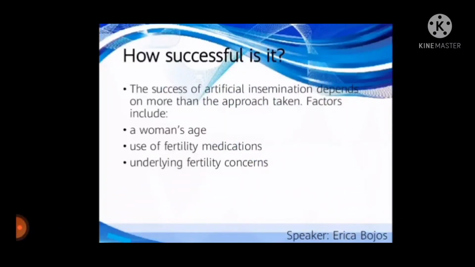So how successful is it? The success of artificial insemination depends on more than the approach taken. Factors include a woman's age, use of fertility medications, underlying fertility concerns. So ganina na-mention na ako ang woman's age. So these factors affect the chances to succeed in conceiving.